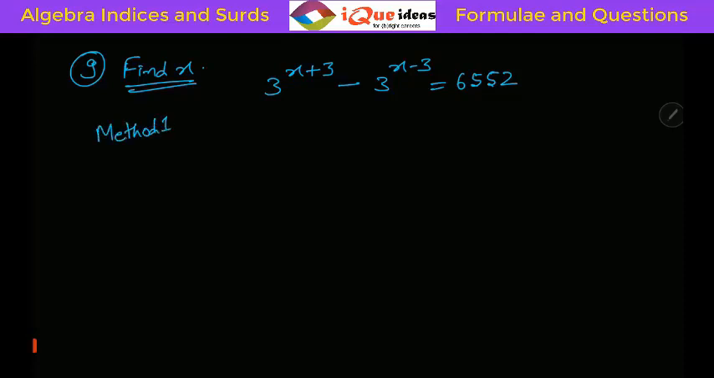Look at this carefully. Method 1 is based on direct values. Let's see. One thing is very clear. This value is larger. This value is smaller. Also both of these are powers of 3 and the difference is 6552. That means the first number has to be more than 6552.